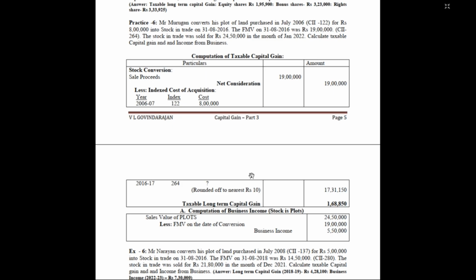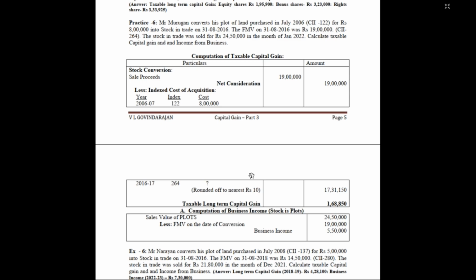Actually, first he purchased the plot of land and later on that plot of land was split and it was used as business units. So we have to practice this problem very carefully. For the stock conversion, the sale proceeds is 19 lakhs, because the fair market value on 31st August, the date of conversion, is 19 lakh. That value will be considered.